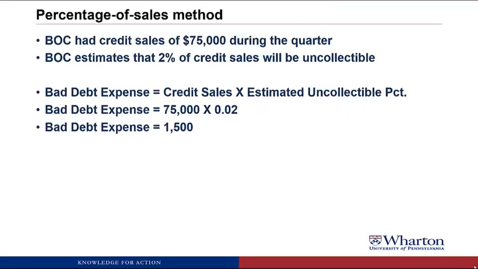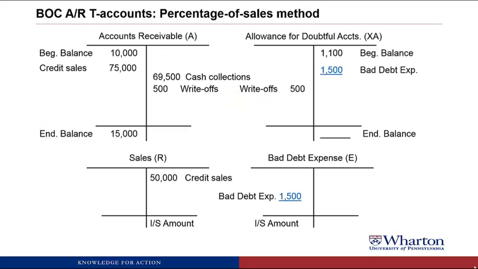Now that we have bad debt expense, we can figure out the allowance for doubtful accounts. So we put the bad debt expense in the allowance for doubtful accounts T account. If we add the beginning balance plus bad debt expense, subtract the write-offs, we come up with the ending balance of allowance for doubtful accounts of $2,100.